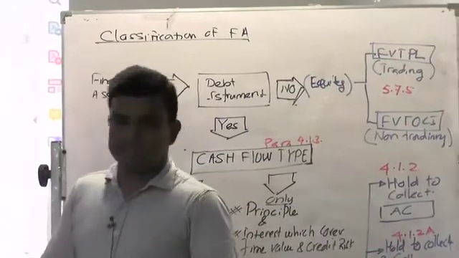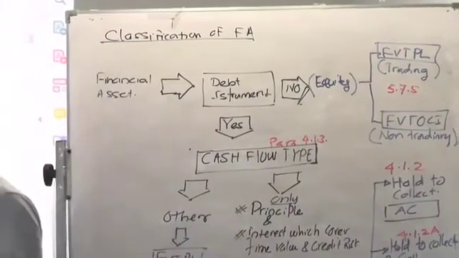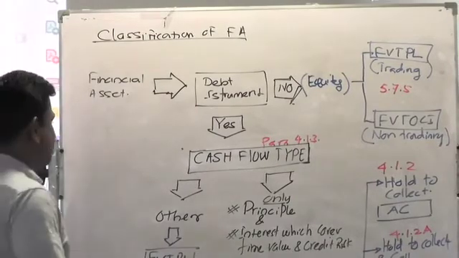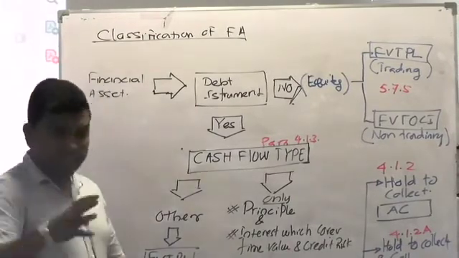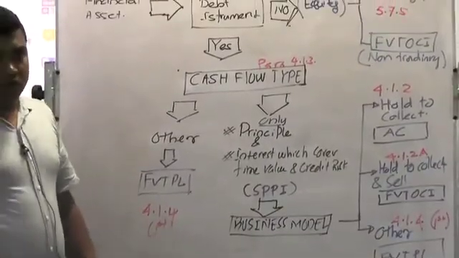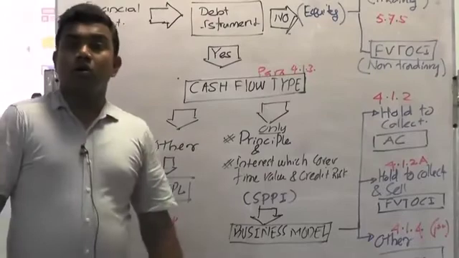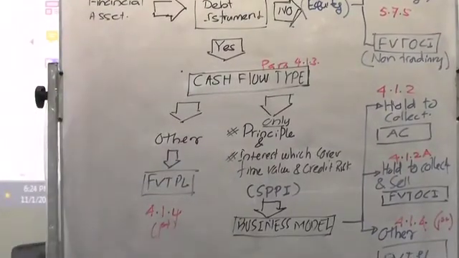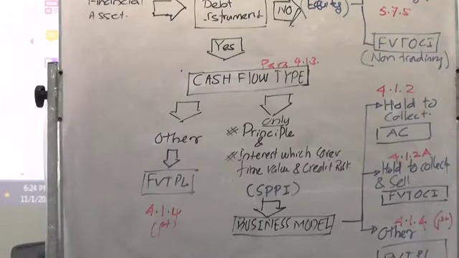I will give a few examples. Clear? Cash flow type. Assume an entity invested in a debt instrument, gave a loan, or sold goods or services on credit. Your financial asset is called trade receivable. It's an investment in debt. Trade receivable is an investment in debt.